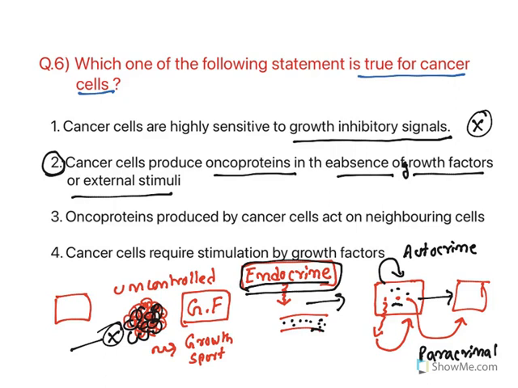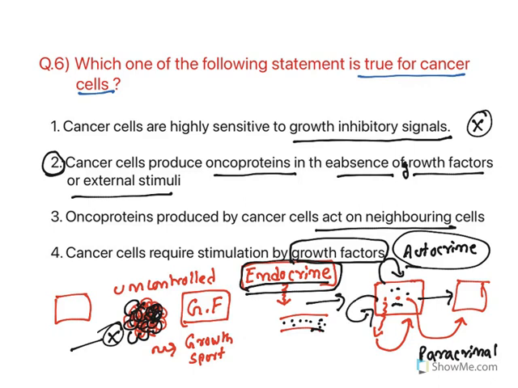Look at the other one. Oncoproteins produced by cancer cells act on neighboring cells. True, but they also act on the same cell. This is important. Autocrine stimulation. That is the reason why they cause multiplication. Now the next one, cancer cells require stimulation by growth factors. This is true, but they are not absolutely dependent on that stimulation. They can synthesize their own growth factors which act on the same cell. Now see, you need to figure out the particular option which exactly suits the question. This is partially true. This is also partially true, but this is absolutely true. So this answer is the correct answer.